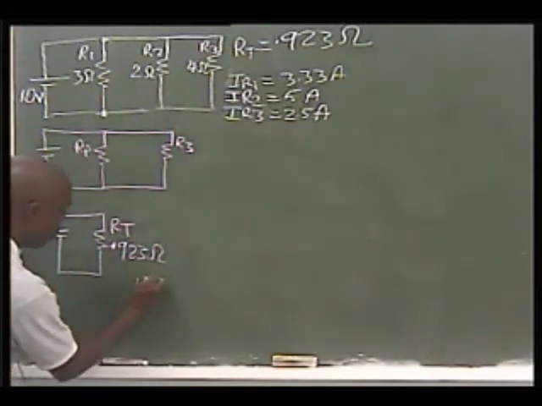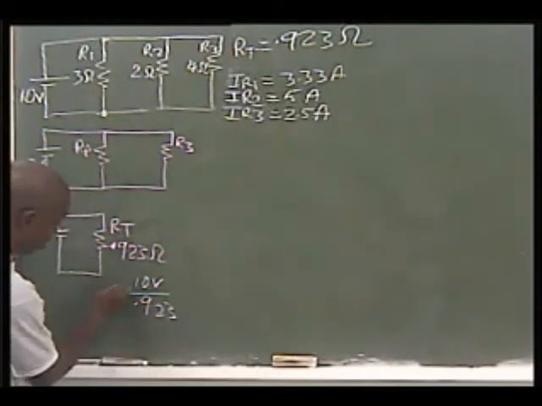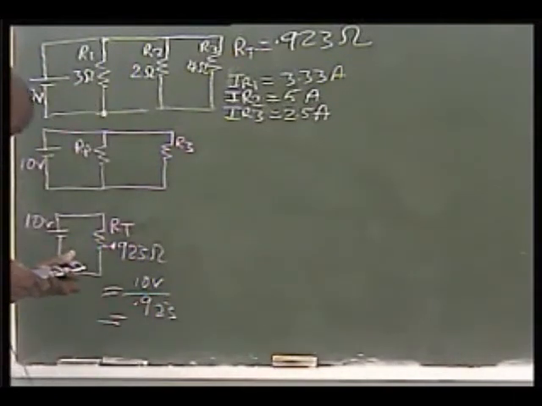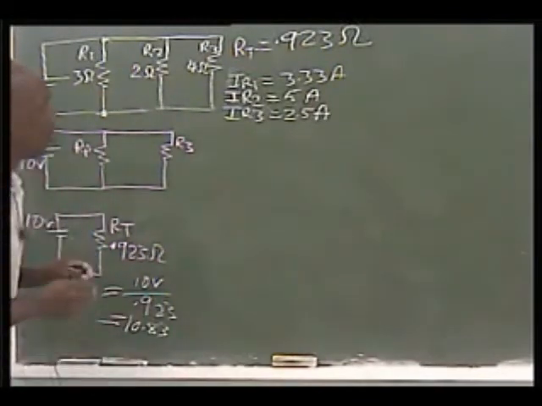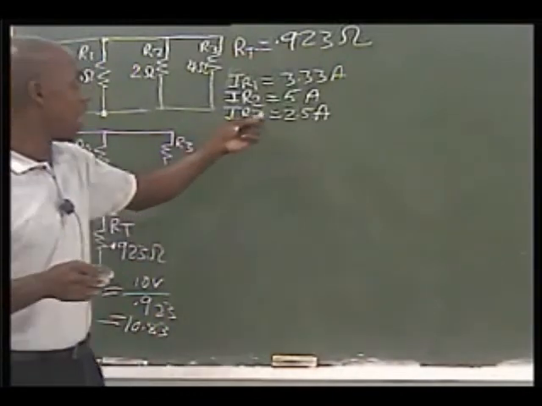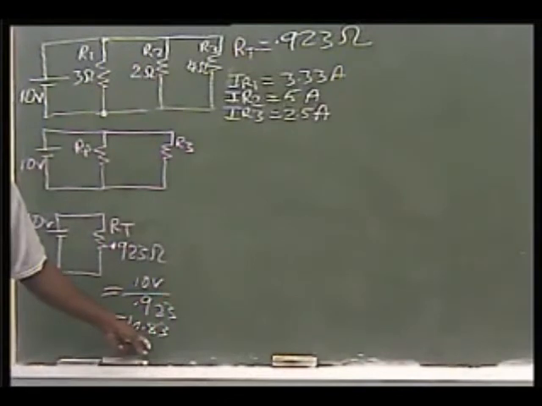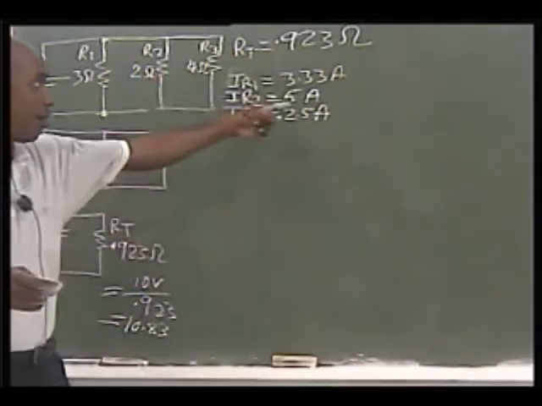It will be 10 volts over 0.923. And if you put that in your calculator real quick, 10 divided by 0.923, you get 10.83. Okay? Go ahead now, and you can do this on your own. Add these up and see if you get back this answer. If you get it back, then you know that, yes, you are correct with finding these values.